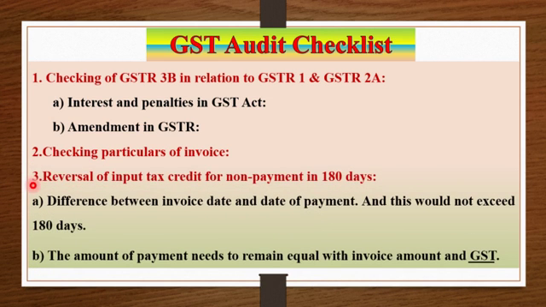Then third checklist is reversal of input tax credit for non-payment in 180 days. At this stage, the GST auditor has to check the following details. So first is the difference between invoice date and date of payment, and this should not exceed 180 days. Second is the amount of payment needs to be equal to invoice amount and GST. If the payment amount is less than invoice amount plus GST, the input tax credit to the extent of short payment would get reversed.